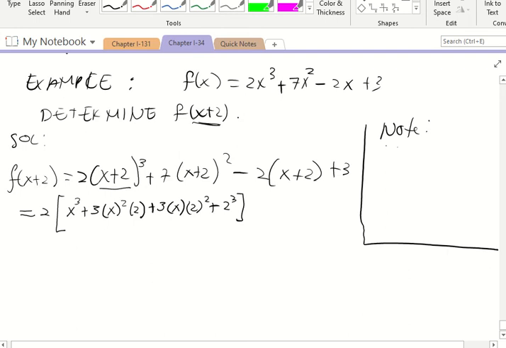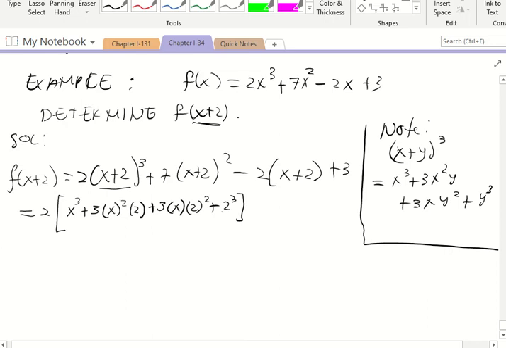So if you remember here, I just take a note, algebra: x plus y cubed is equal to x cubed plus 3x squared y plus 3xy squared plus y cubed. So that's the basic algebra.